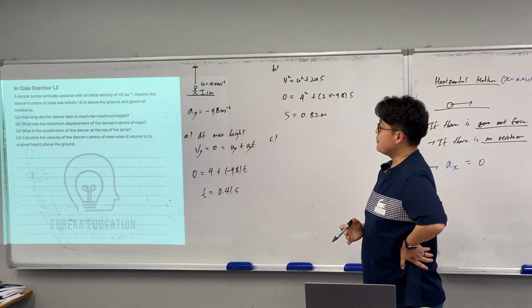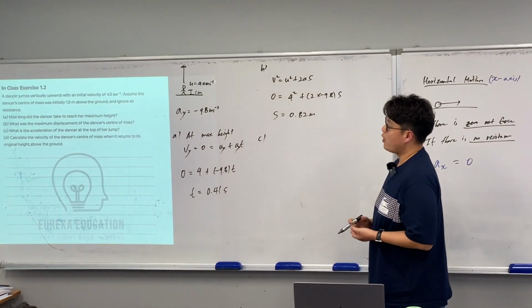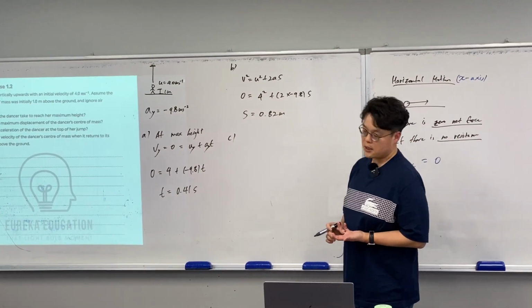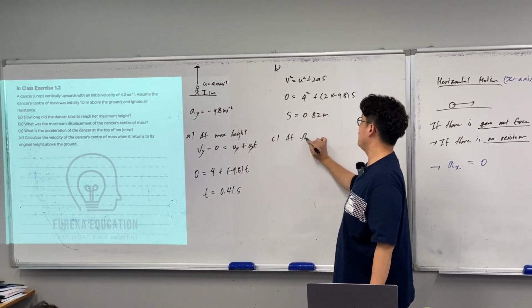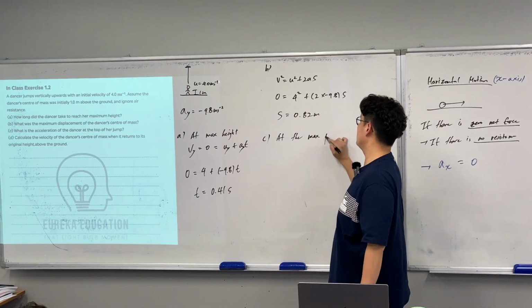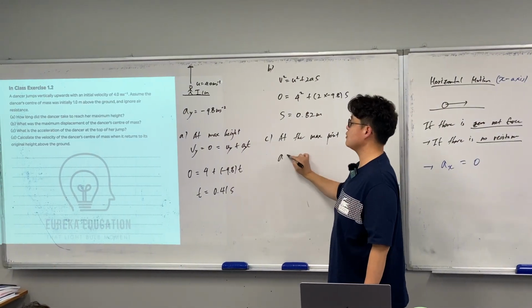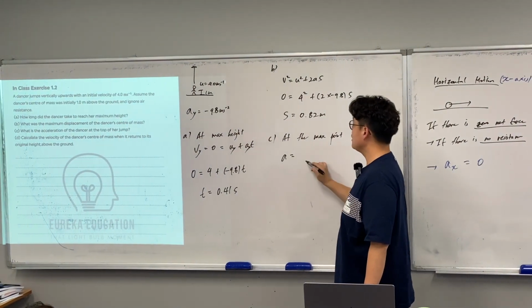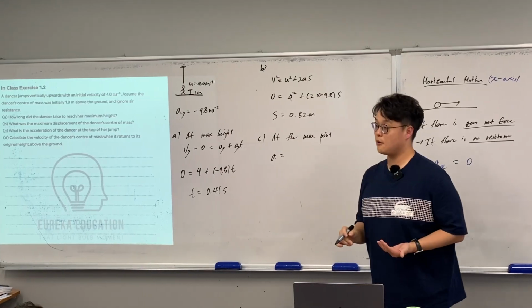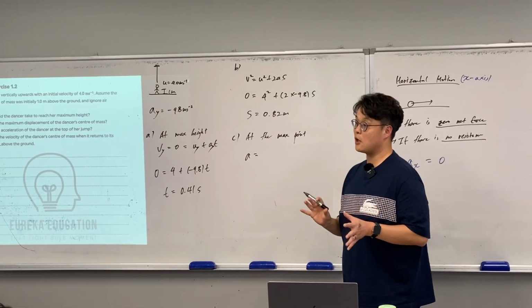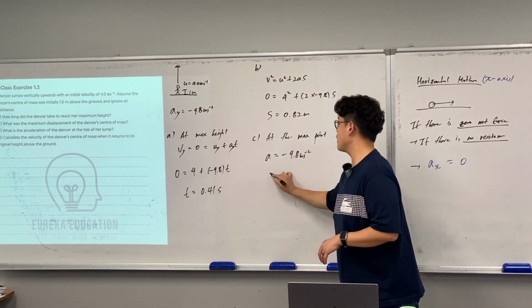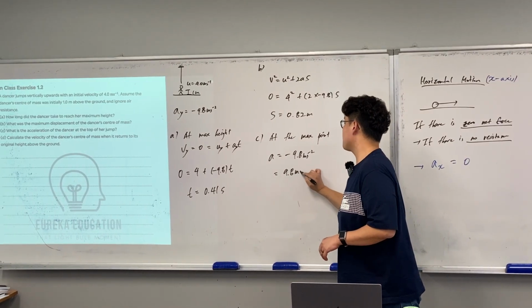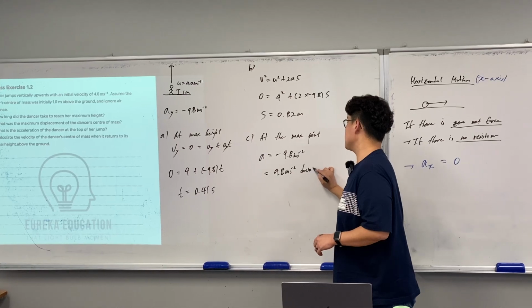C, what is the acceleration of the dancer at the top of her jump? Joseph, what would be the jumper's acceleration at the top, at the maximum point? What would be the acceleration? Good, good. It's always a constant acceleration. So there will be no change to the constant acceleration. That would be minus 9.8 meters per second squared, or write it down as 9.8 meters per second squared downward. Easy.